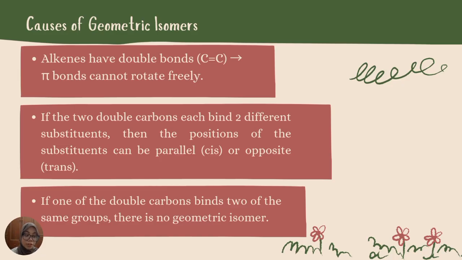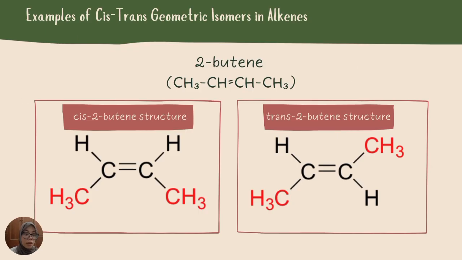The second, why do geometric isomers form? Alkenes contain double bonds made of one sigma and one pi bond. The pi bond prevents rotation, so if each carbon of the double bond is bonded to two different groups, the molecule can exist in two forms. The first form is cis, when similar groups are on the same side, but the second form is trans, when similar groups are on opposite sides. However, if one of the double bonded carbons has two identical groups, geometric isomerism cannot occur.